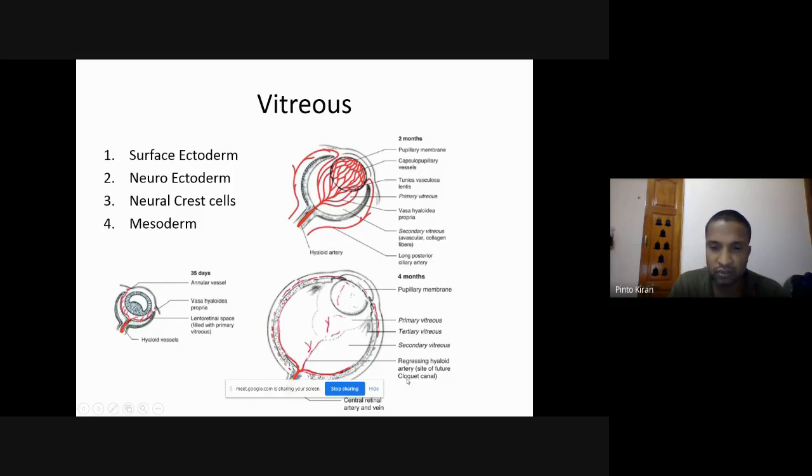This is one of the potential questions: what does Cloquet's canal contain? If they ask, you can answer that it is a remnant of the regressed hyaloid artery. One of the anomalies of vitreous development is the persistence of the hyaloid artery.